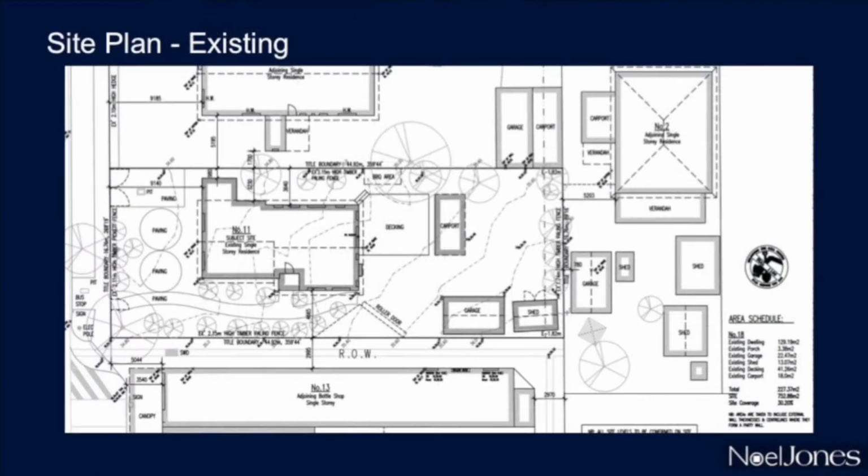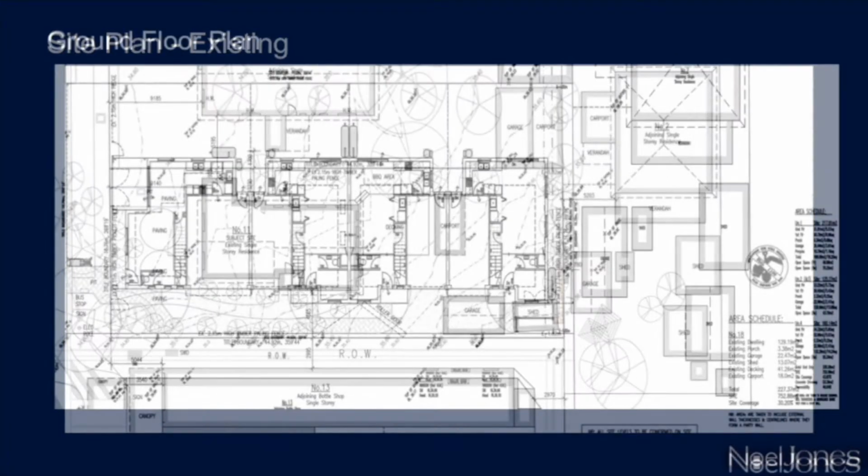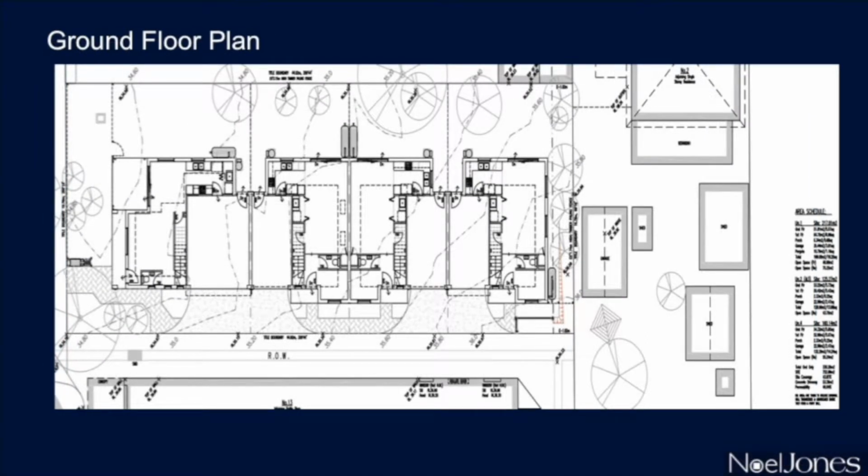fixtures. On this slide, we can see an example of a plan that reflects the site as it is in its current form. You will note that these plans clearly identify the location of buildings, existing vegetation, and setback measurements. The area schedule tells us that the existing home is 129 square metres on an allotment of some 752.88 square metres. In this example, the ground floor plan reflects a proposal for 4 new dwellings.